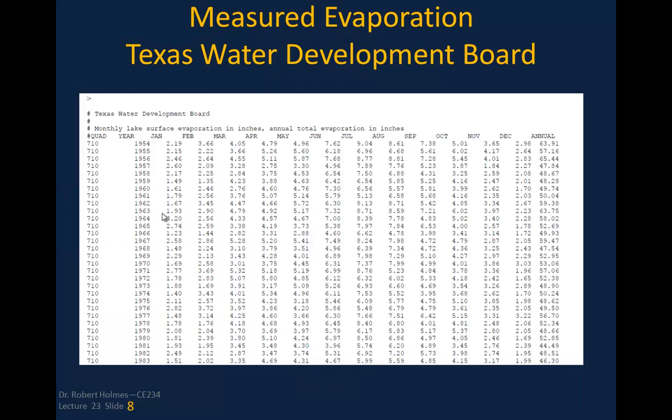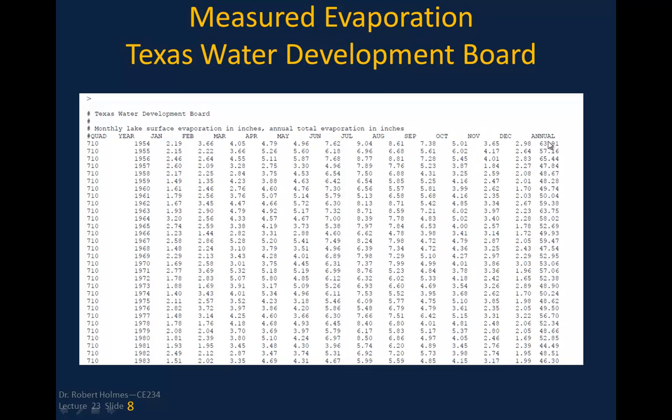This is data that the Texas Water Development Board has put out through some of their pan evaporation data they've collected. You can see the starting date on this particular data set is 1954. It goes through present. I've clipped out just a small portion of that, and you can see that they're estimating as much as 63.91 inches in 1954. You can see how it's distributed through the months.